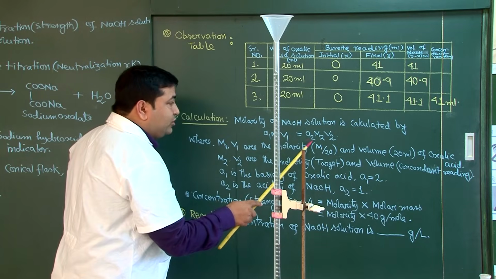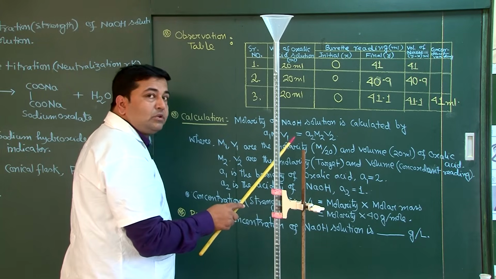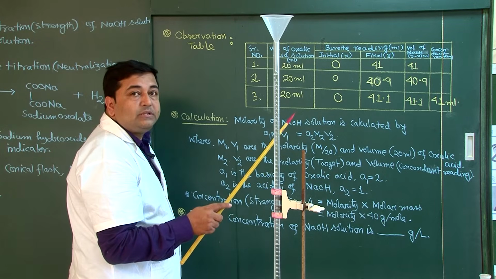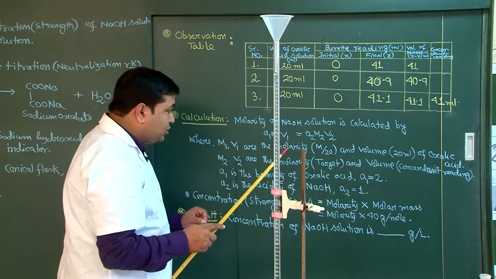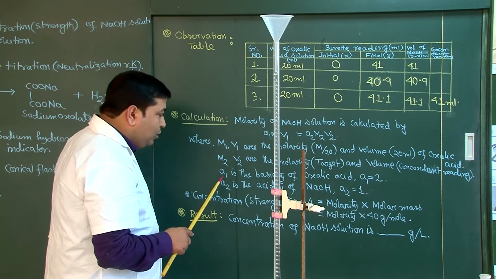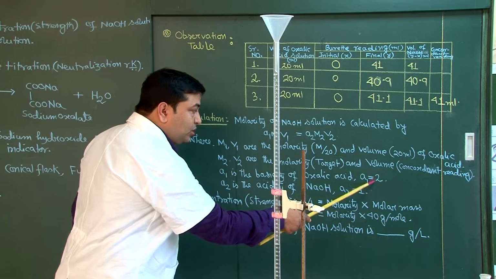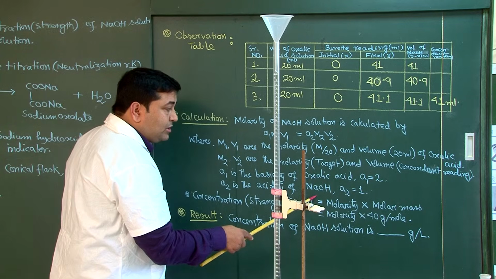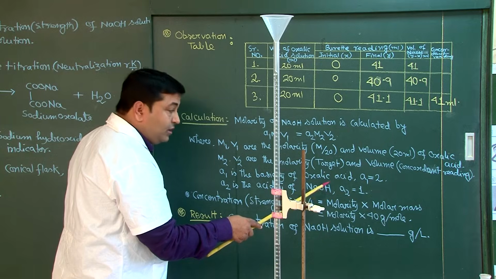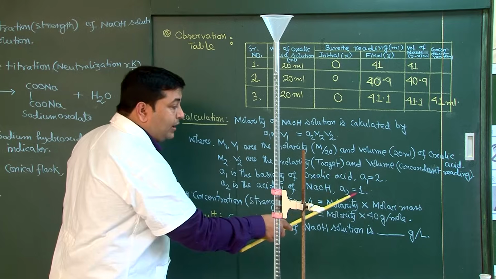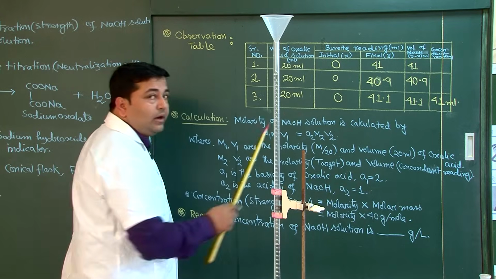Now, A1 and A2. You already know the formula of oxalic acid, it is (COOH)2, so how many protons are present there? 2 protons. That is why the basicity of oxalic acid is 2. So, here the A1 value is equal to 2. This is the basicity of oxalic acid. And in sodium hydroxide solution, how many hydroxide ions are present? 1. That is why the acidity of sodium hydroxide is 1. That means the A2 value is equal to 1.